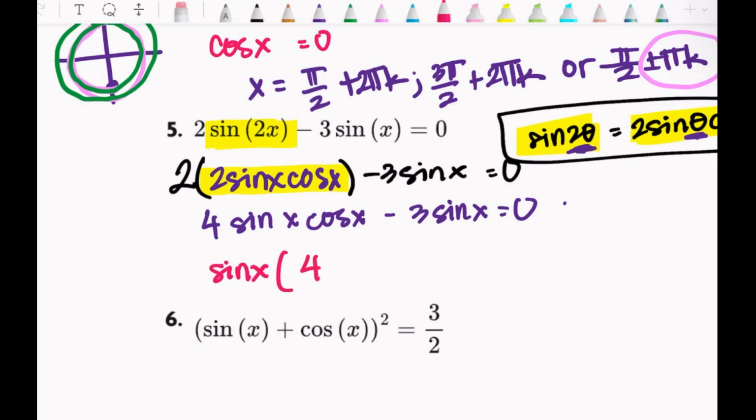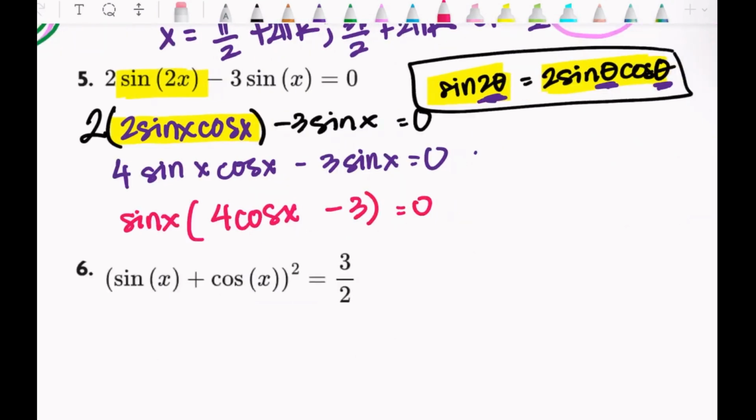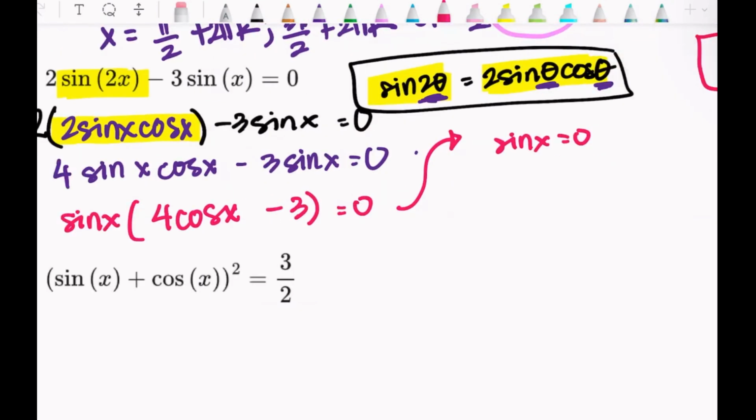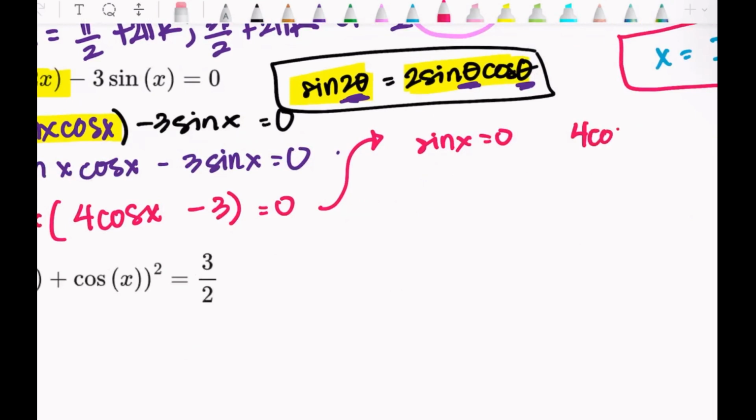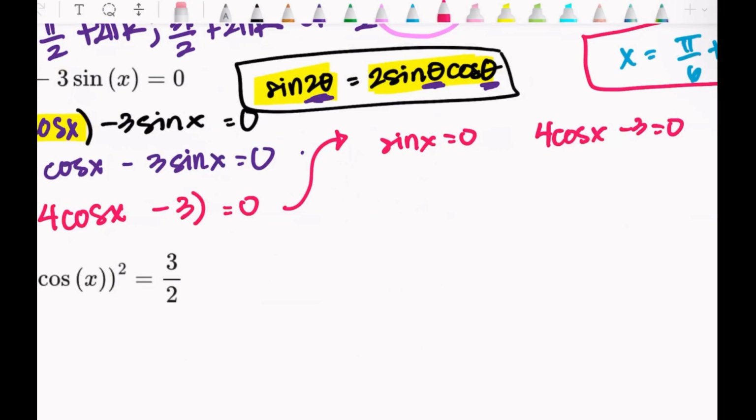And I'm left with 4 sine, not 4 sine x, sorry, 4 cosine x minus 3 equals to 0. And then now I can use my zero product property, where here I go: sine x equals to 0 and 4 cosine x minus 3 equals to 0. So sine x equals to 0.